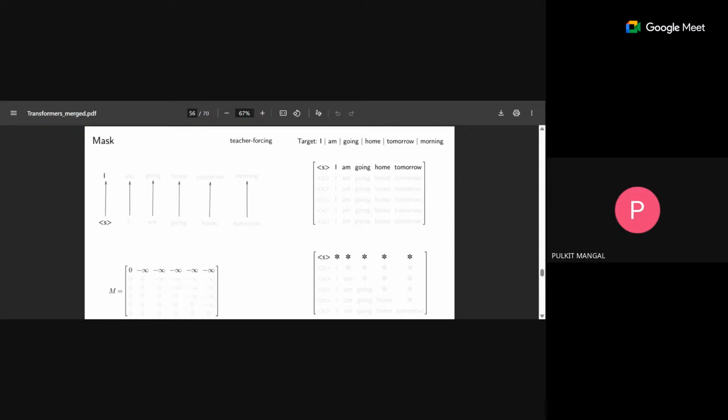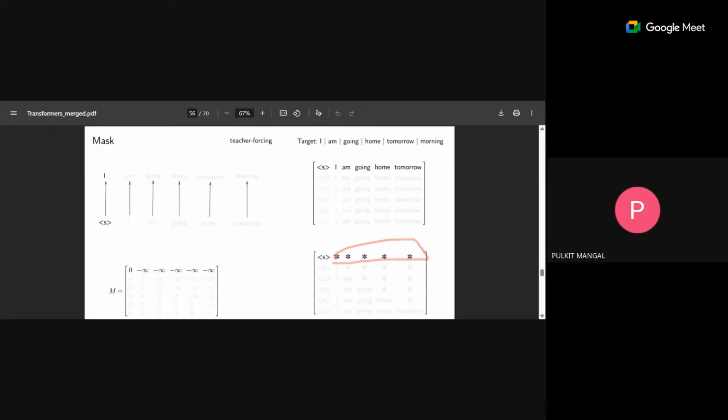We mask it using this numerical trick that we have. We feed the starting token, and because we can see the starting token at the first timestep, we keep that position 0. But we cannot see the later tokens, I am going home tomorrow, so we keep the values for those places as negative infinity, negative infinity, negative infinity. Now what will happen numerically is that they will be masked.